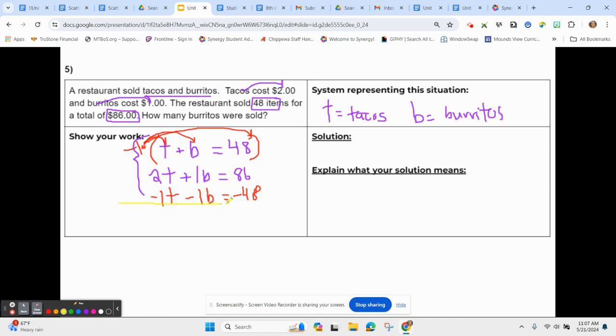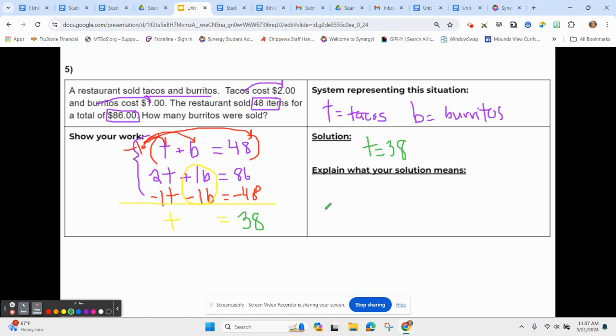Now, I'm going to use these bottom two equations to set up and use my elimination. Okay, so right here, I'm just going to draw my line, and I hope you see that the b's cancel. And look at this, 2t minus 1t gives me just t for tacos, and I get my answer pretty quickly here. So my tacos turn out to be 86 minus 48, which I believe is a 38. So my solution, I'm going to say t equals 38. Okay, so I've got my one variable, and we'll explain what that means in the next step.